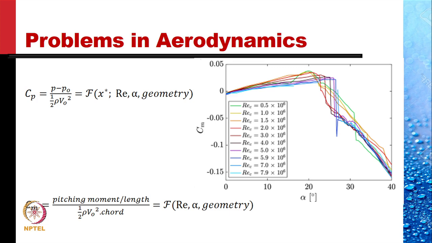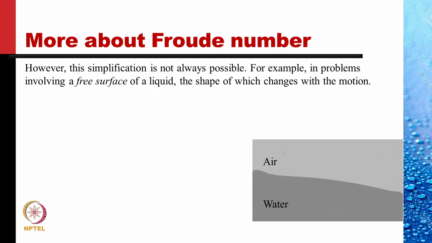From the independent parameters, we can determine the value of the Reynolds number and use the appropriate curve to find out the pitching moment variation with the angle of attack alpha. Let's discuss further about the Froude number. We have said that by defining the non-dimensional, non-gravitational pressure difference, we can get rid of the Froude number in the problem. However, this simplification is not always possible.